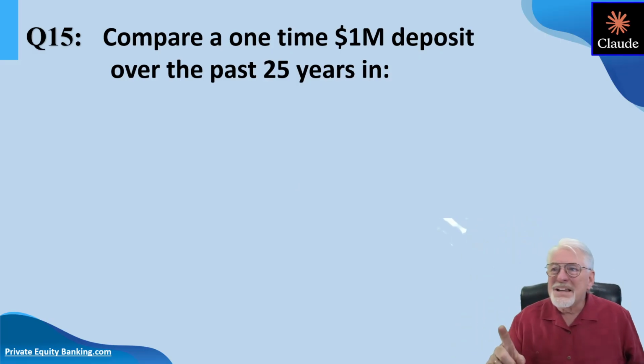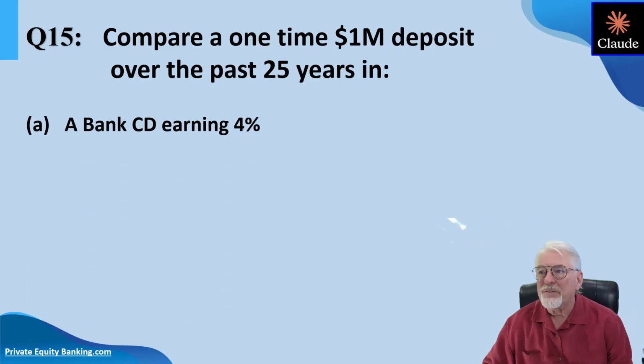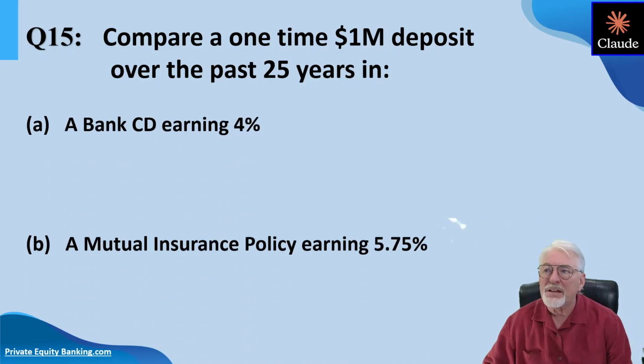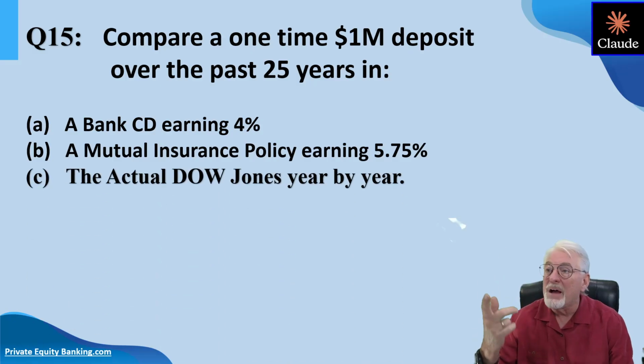All right, here's the last question, and this is probably the best one. Compare a one-time $1 million deposit over the past 25 years in three different locations: a bank CD earning 4%, a mutual insurance policy earning 5.75%, because that's what I'm making with mine, and the actual Dow Jones year by year.